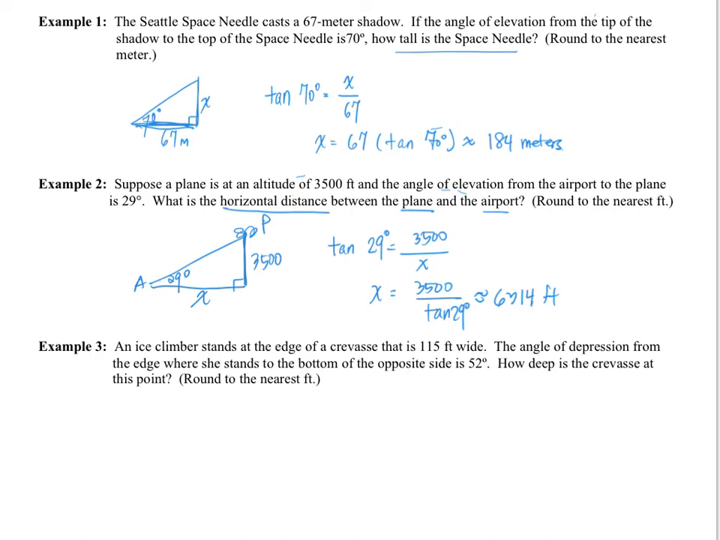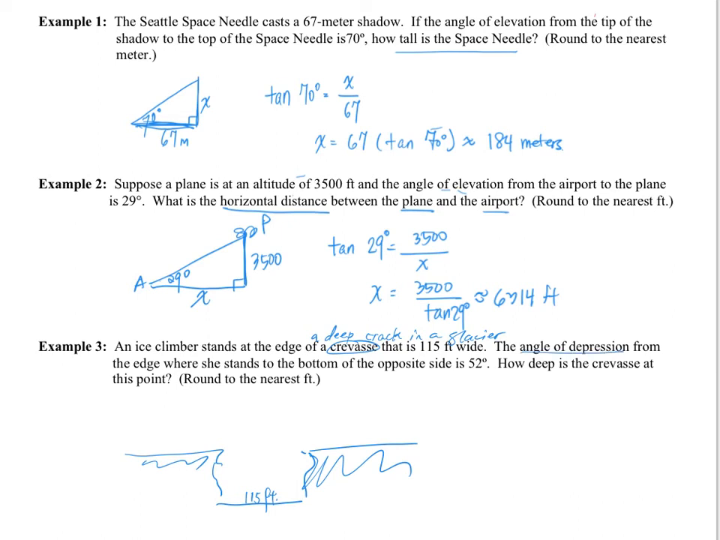Example 3. An ice climber stands at the edge of a crevice that is 150 feet wide. A crevice just means a deep crack in the glacier. So if I were to draw a picture, this would be one part of the glacier, and then there will be a deep crack. And this will be the bottom. And this bottom here is 115 feet wide.